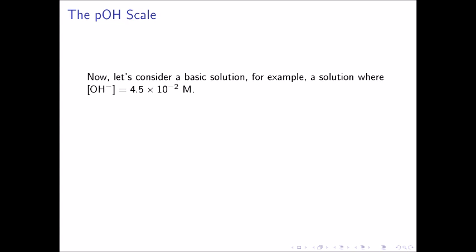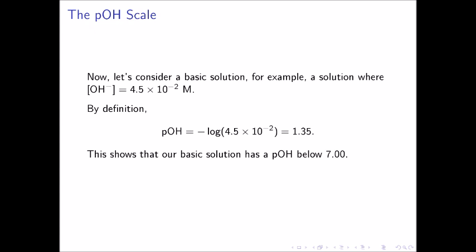Now we can look at a basic solution. In this case, a solution where the hydroxide ion concentration is equal to 4.5 times 10 to the negative 2 molar. As before, the pOH is the negative log of this concentration, or the negative log of 4.5 times 10 to the negative 2, which is equal to 1.35. Notice in this case that our basic solution has a pOH below 7.00. And at 25 degrees Celsius, this will always be true. Any basic solution has pOH less than 7.